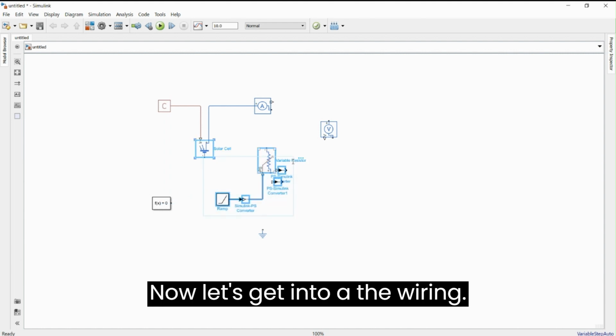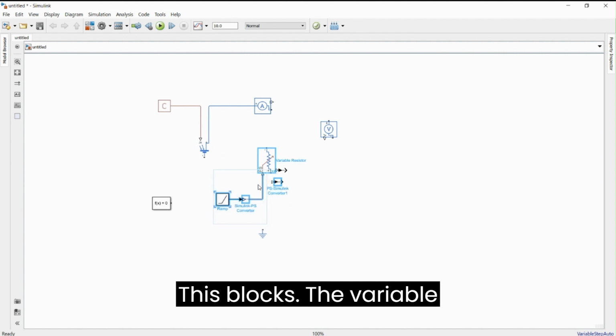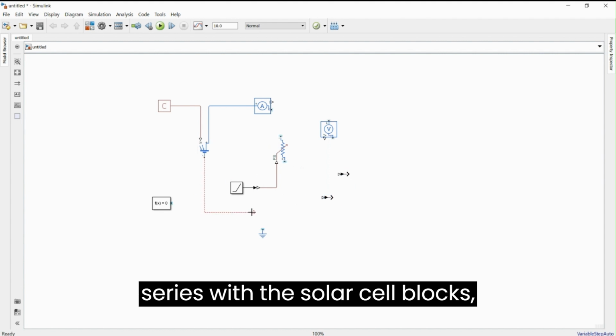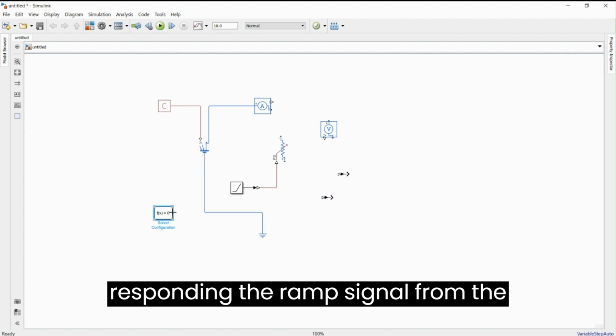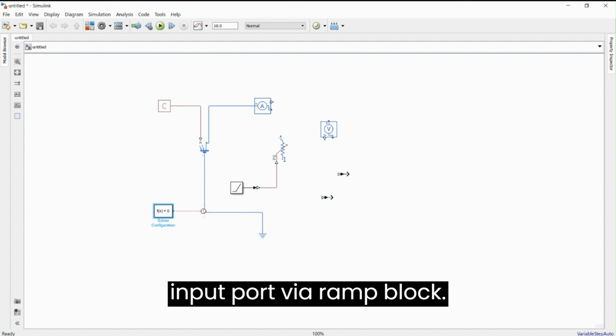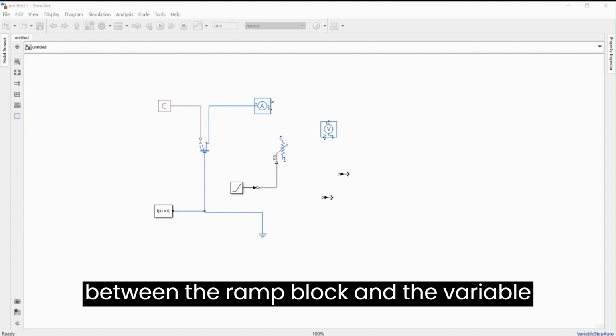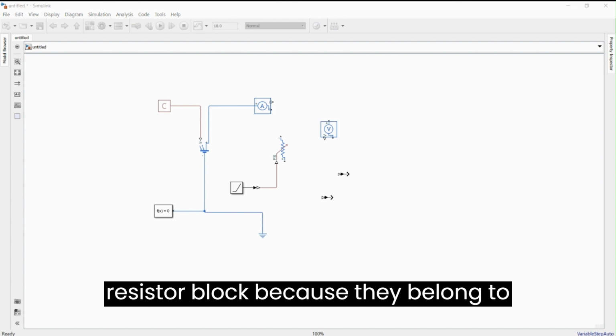Now let's get into wiring these blocks. The variable resistor block connects in series with the solar cell block, responding to the ramp signal from the input port via the ramp block. Note that we use a Simulink PS converter between the ramp block and the variable resistor block because they belong to separate libraries.